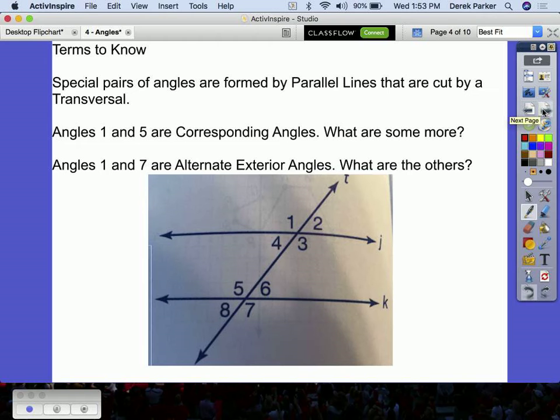Okay, here are some examples. Angles 1 and 5 are corresponding angles. That means they are the same. What are some more? Well, 2 and 6, 7 and 3, 4 and 8. 1 and 7 are alternate exterior angles. The others would be 2 and 8. And with that being said, alternate interior angles would be 3 and 5, and 4 and 6, because they are on the inside of the transversal.